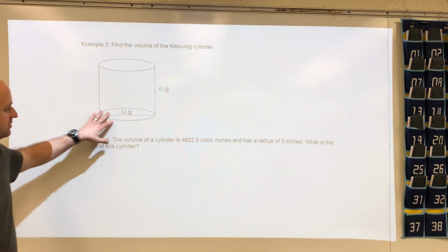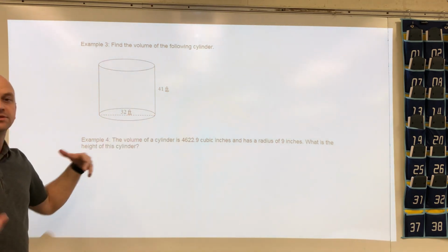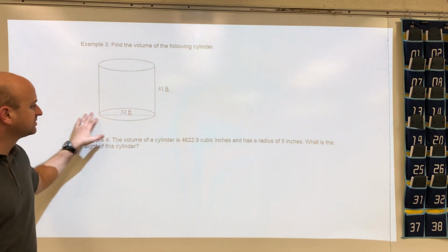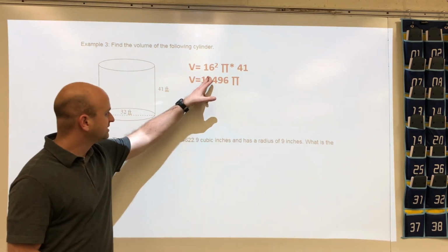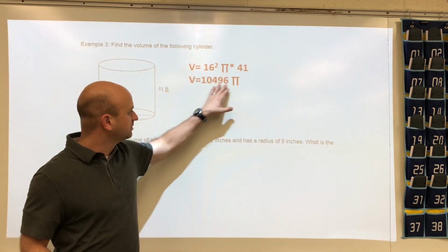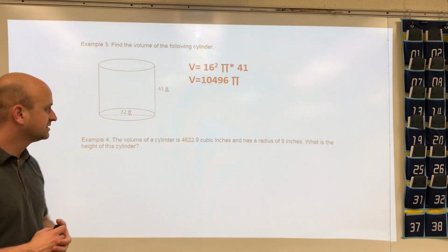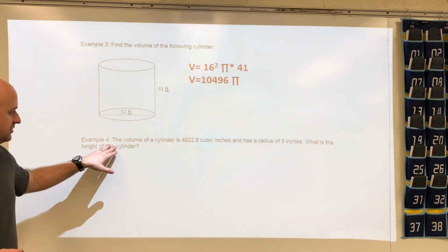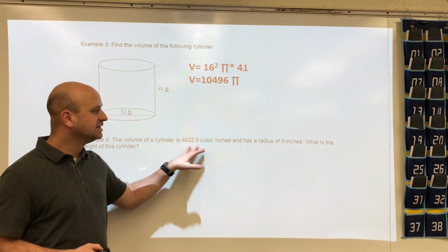All right, the next example, they give us a diameter of 32, so the radius is going to be 16, and then we have our height of 41. So this is just a standard question, just given a diameter this time. All right, and we take 16 squared times pi times 41 gives us 10,496 pi.